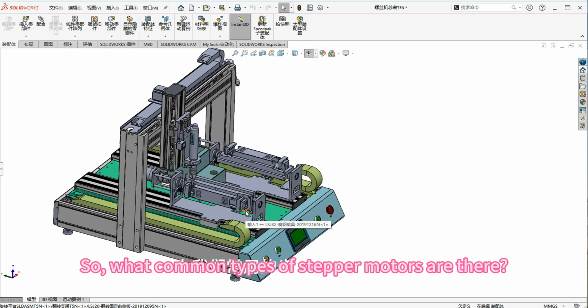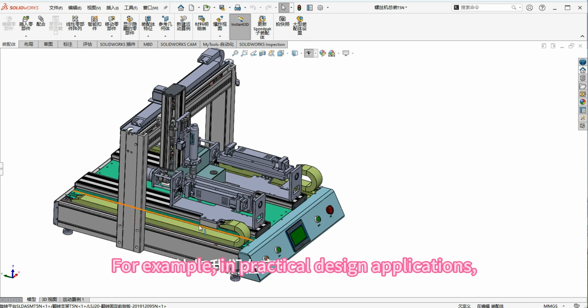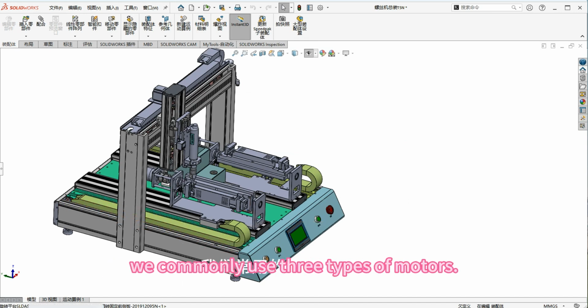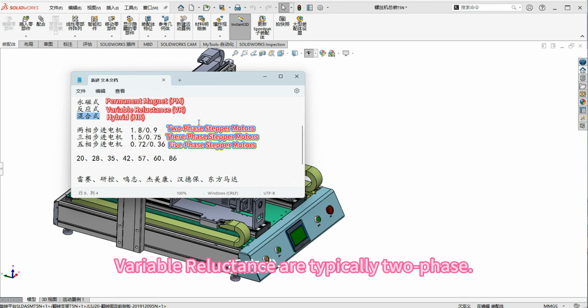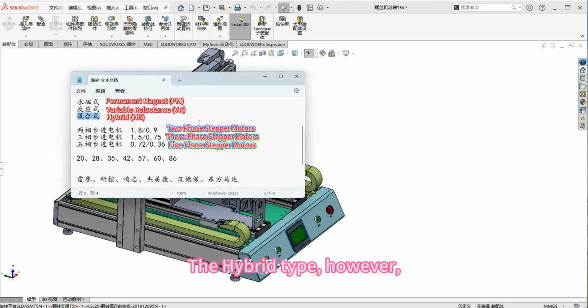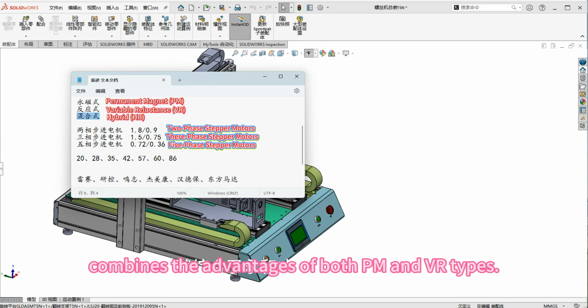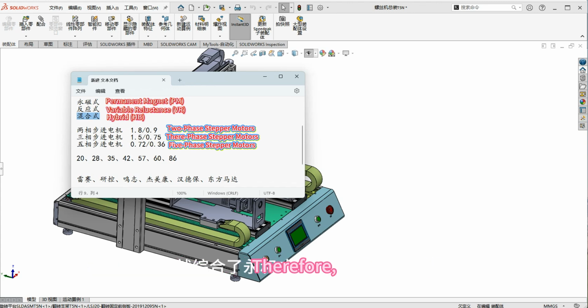So, what common types of stepper motors are there? For example, in practical design applications, we commonly use three types of motors. The first is permanent magnet, the second is variable reluctance, and the third is hybrid. Now, permanent magnet types are usually three-phase stepper motors. Variable reluctance are typically two-phase. The hybrid type, however, combines the advantages of both PM and VR types. Therefore, generally speaking, the hybrid stepper motor is the most widely used type.